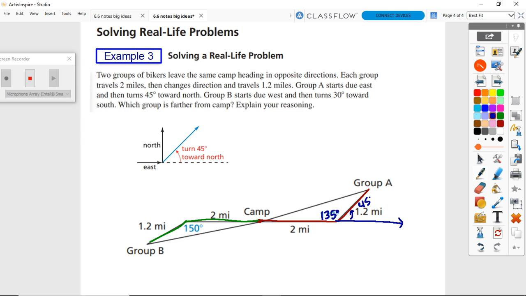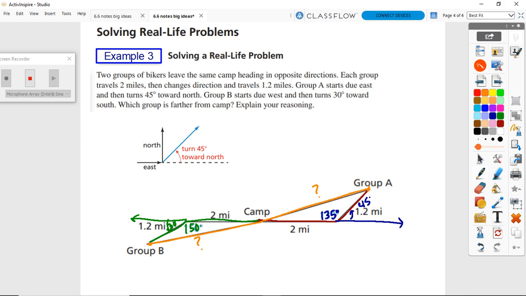The second group, they were traveling west, and then they turned 30 degrees south. And again, it's the 30 degrees south in that direction that would leave you with a 150 inside of your triangle. Which group is further from camp? So they're essentially asking you which distance is longer, because they want to know, here's where they ended up, how far back to camp is it? Here's where group A ended up, how far back to camp is it?